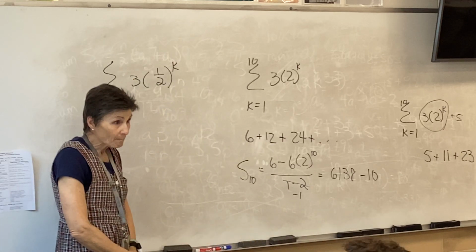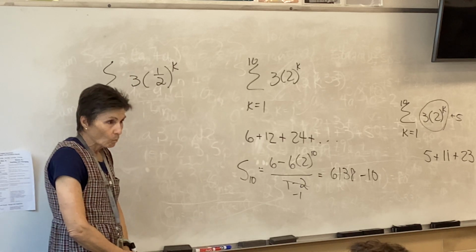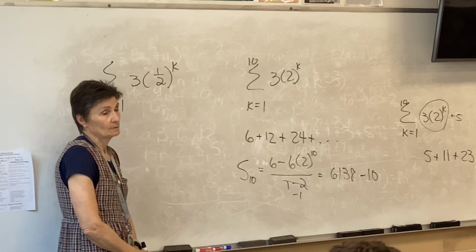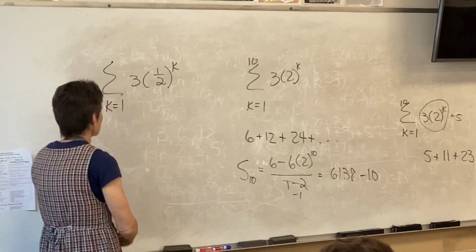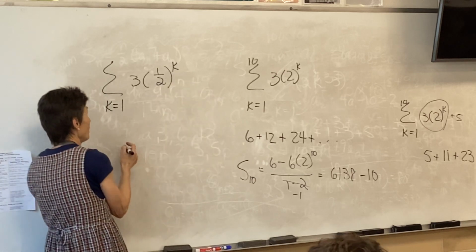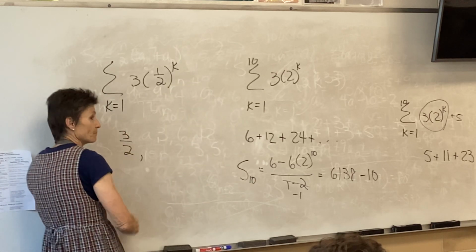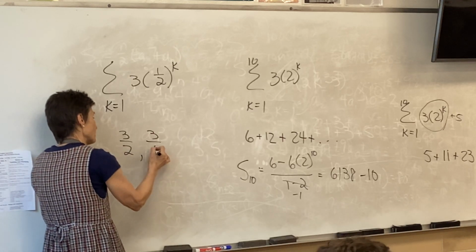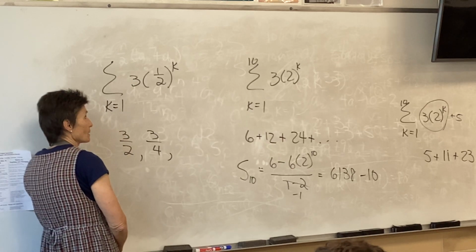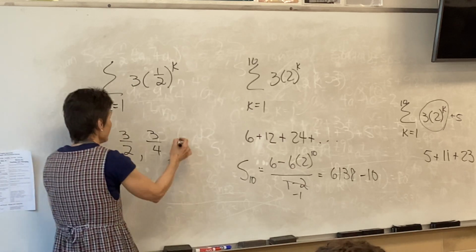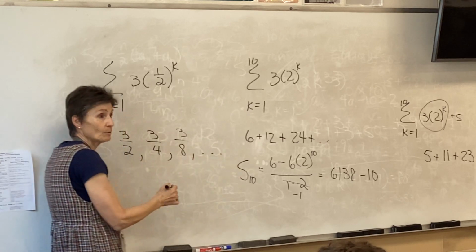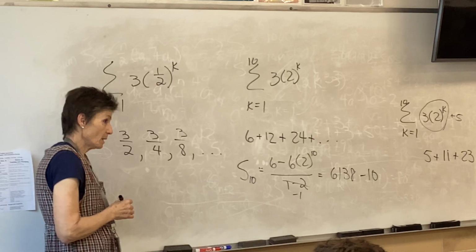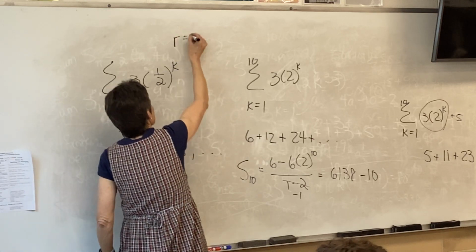The number on top is missing. What does that mean? We're not stopping. We're going forever. All right, let's look at these terms. Let's put in a 1. If we put in a 1, we have 3/2. What if we put in a 2? We have 3/4. Put in a 3, we have 3/8. Are you getting the idea here what's happening? Multiplying by 1/2, so my ratio is 1/2.